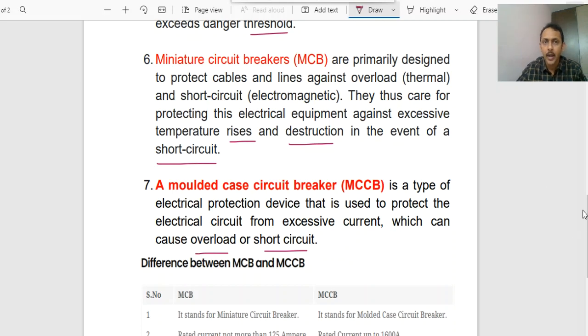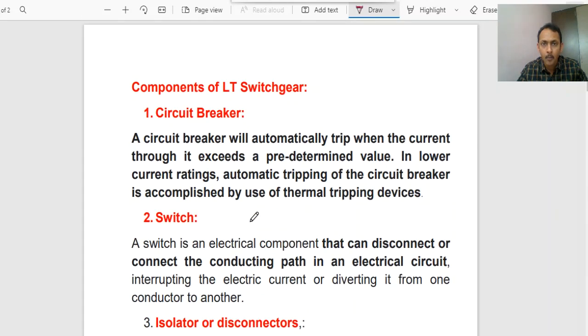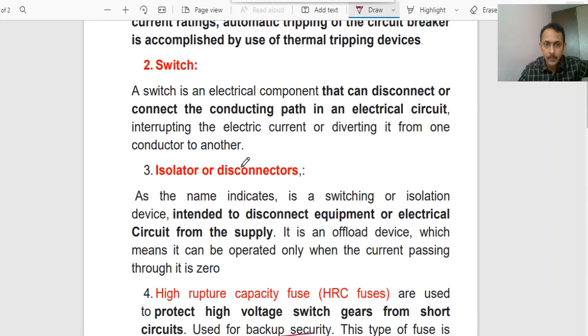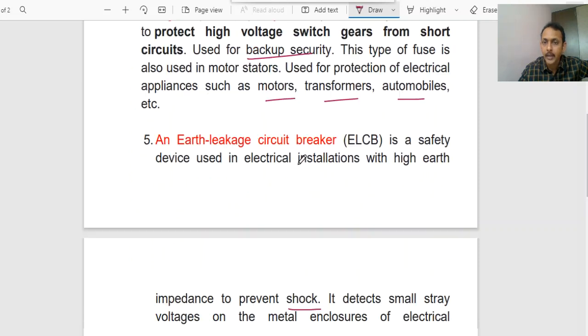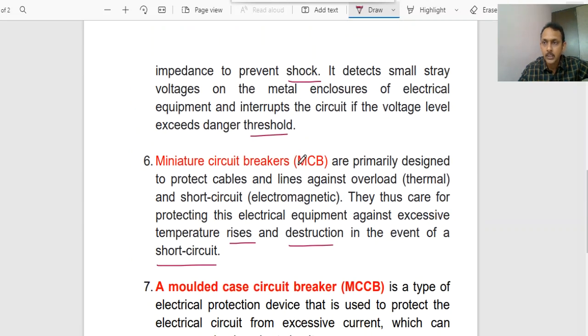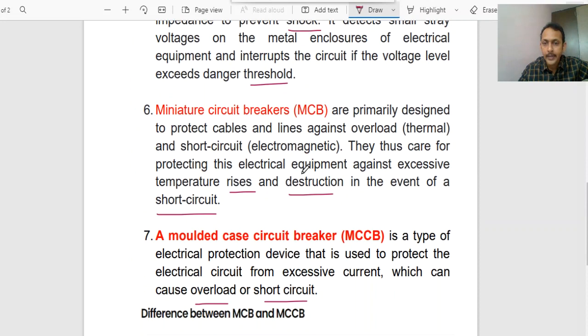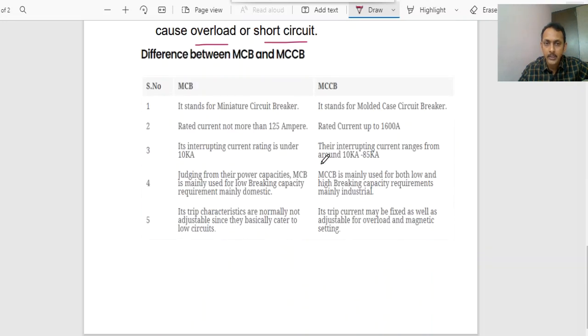So like this we have the different electrical equipment components of the LT switchgear, like circuit breaker, switch, isolator or disconnector, HRC fuses, earth leakage circuit breaker, miniature circuit breaker, molded case circuit breaker. Each component has its own functionality.